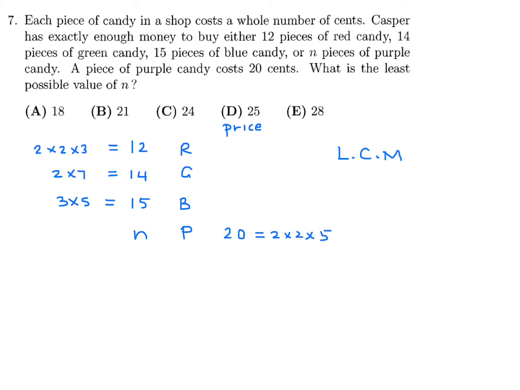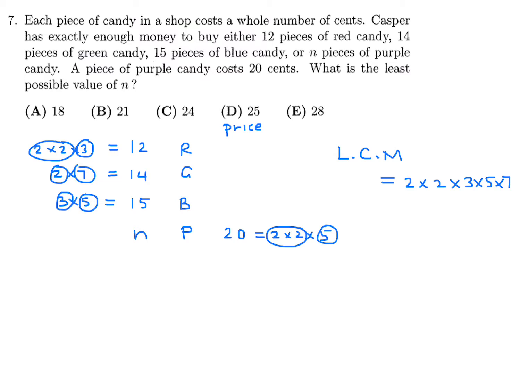So here we go with the LCM. For 2's, it appears maximum twice, so I have to put it twice in my LCM. 3 appears maximum once, so I'll just put it once in the LCM. And then 5 appears maximum once, and 7 appears maximum once. So this is my LCM, 4 times 3 times 5 times 7, and that is 420.